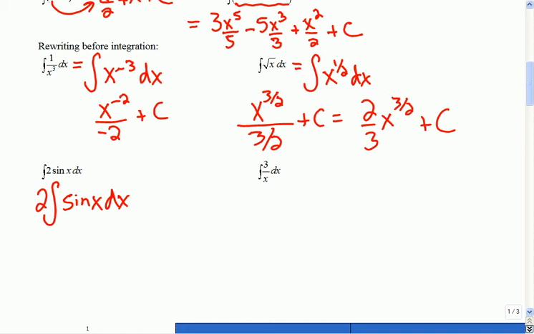Can you do that one yet? What do you think? Good, yeah, it'd be negative cos x. So it'd be 2 times negative cos x plus a constant. So it'd look like this.